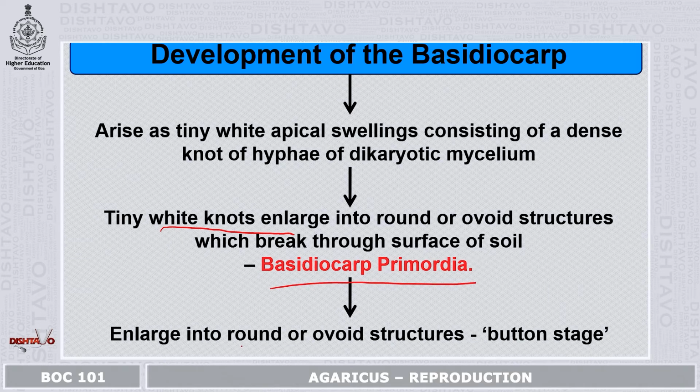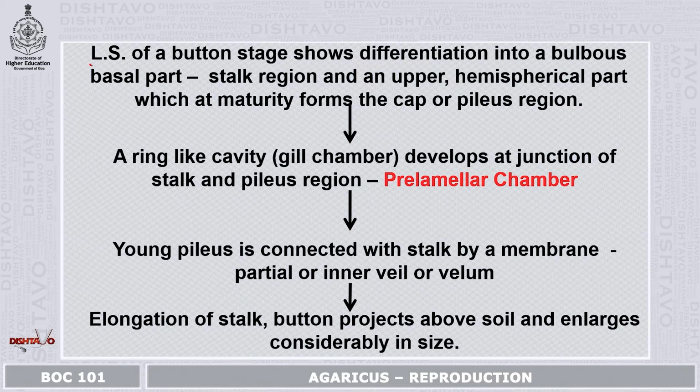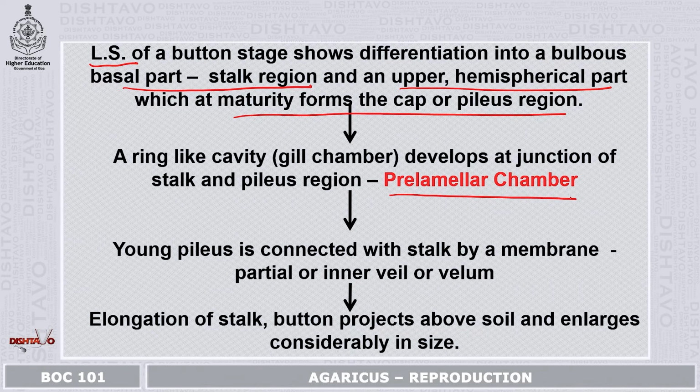They enlarge further, they become round or ovoid structures, and this stage is called the button stage. If one takes the longitudinal section of a button stage, it shows differentiation into two regions: the basal part or the stalk region, which will form the stipe, and the upper expanded portion, which at maturity will form the pileus region. A ring-like cavity called a gill chamber also develops at the junction of the stalk and the pileus region, and it is called the prelamellar chamber, which will give rise to the future gills.